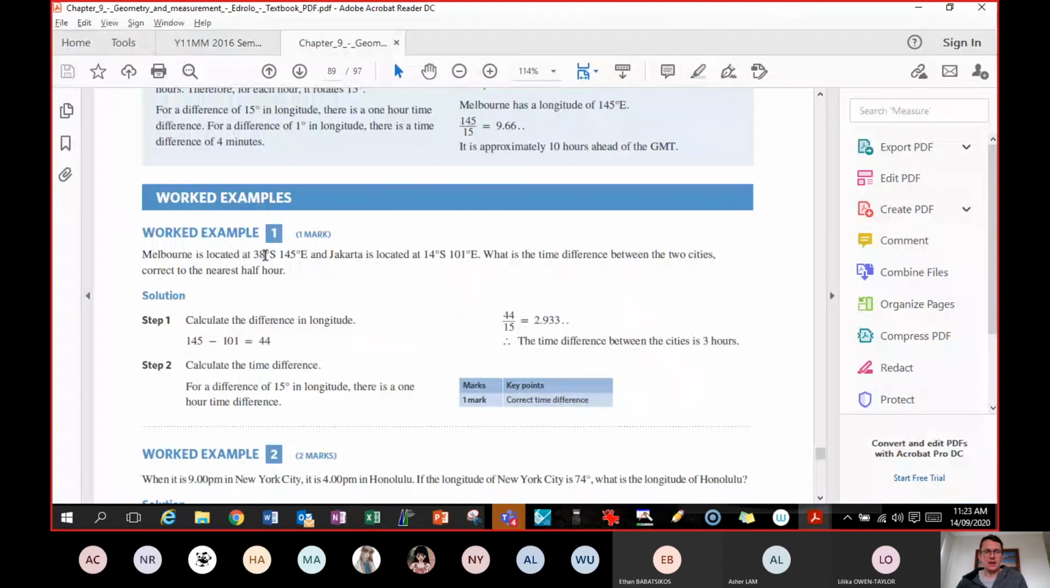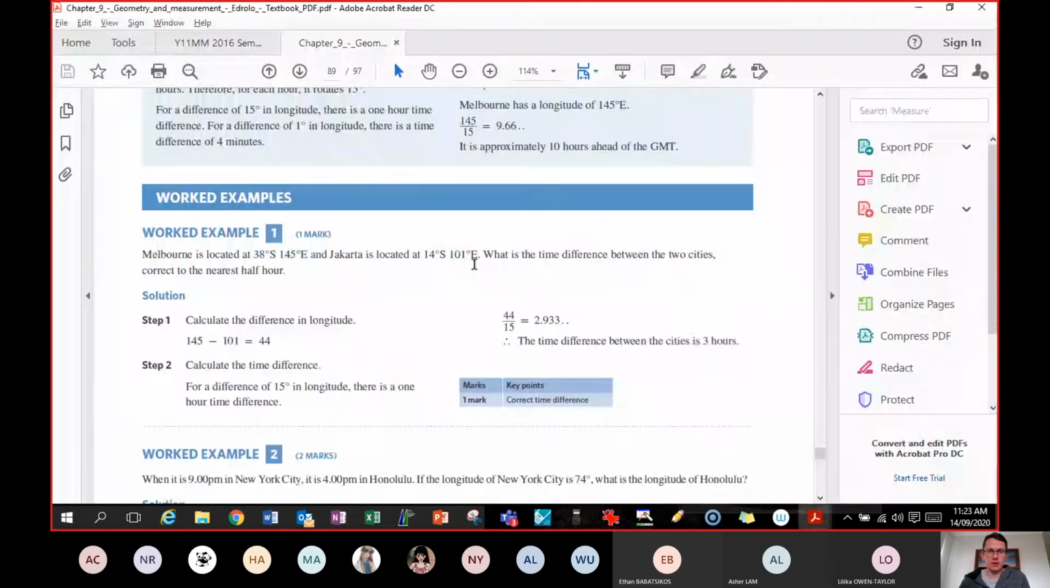So Melbourne is located at 38 degrees south, 145 degrees east, and Jakarta is located at 14 degrees south, 101 degrees east. What is the time difference between these two cities? We ignore these souths. It doesn't really matter if it's south. The difference is in the easterly. Now, what we need to do is look at the easterly difference. Well, it's 145 minus 101.